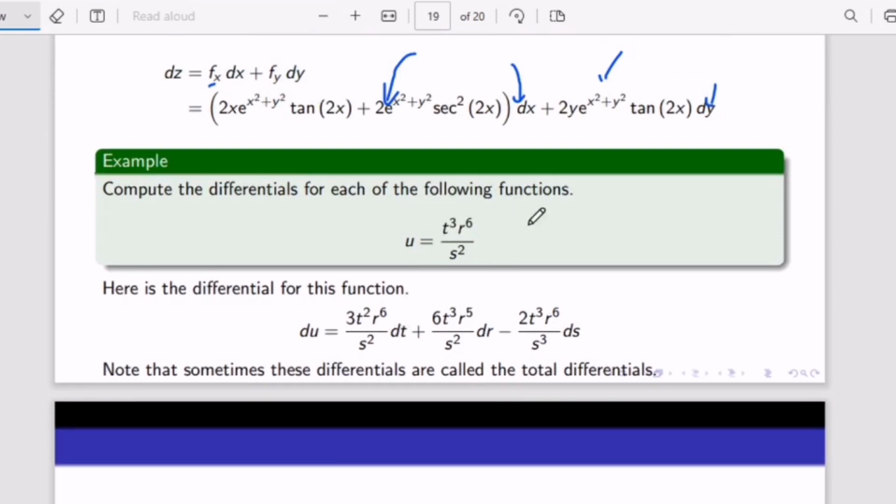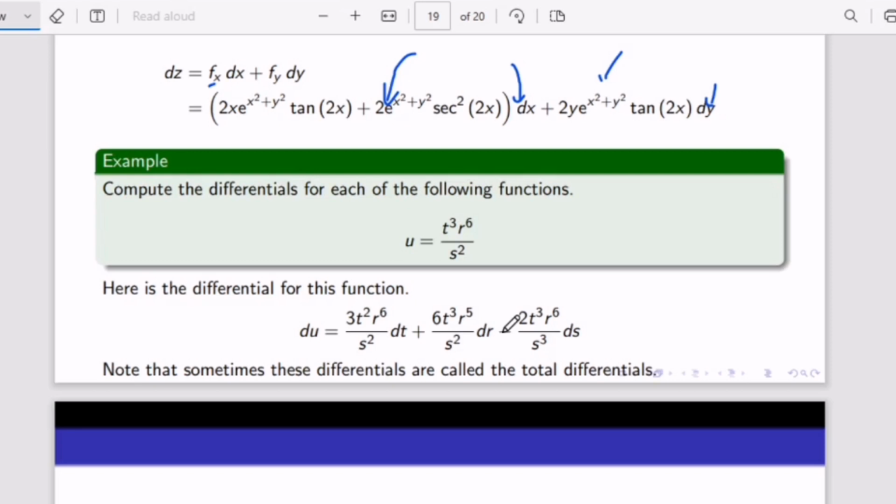You do it with respect to t, then the dt. This is what you've done. You did it with respect to r, then the dr, and you did it with respect to s and the ds. The minus is because of the quotient rule. When you use it, you're going to get a minus inside. That's how it is done. So very simple as that, right? Very simple for the differentials.